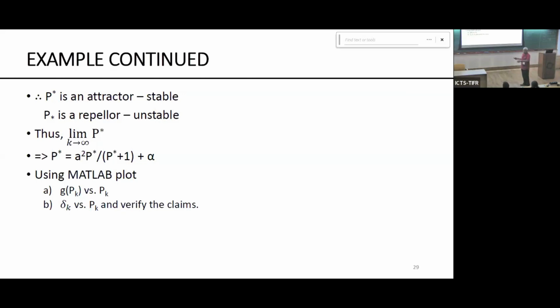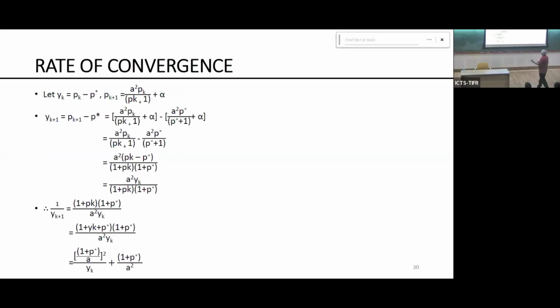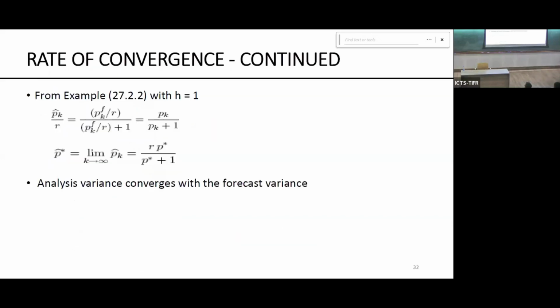I'm considering the asymptotic behavior of this filter as time k tends to infinity. N is for the state vector, m for the observation vector, k for time. I give all the stability equations and analysis of variance, and this is chapter 27 in our book.